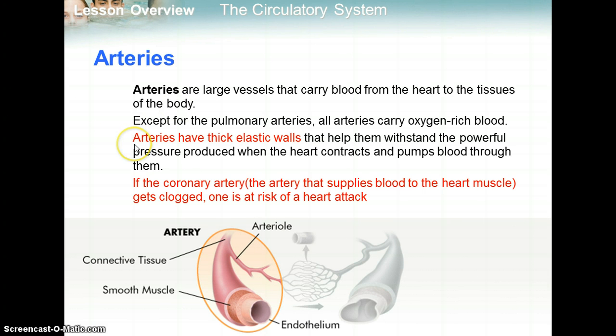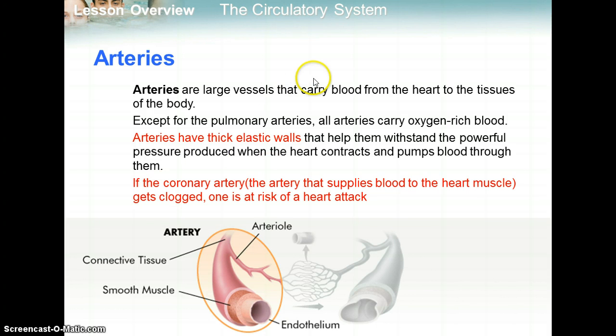Arteries are withstanding the pressure from the left ventricle that's pumping all the blood to the rest of your body, so arteries have to have thick and elastic walls, so they can withstand that powerful force.